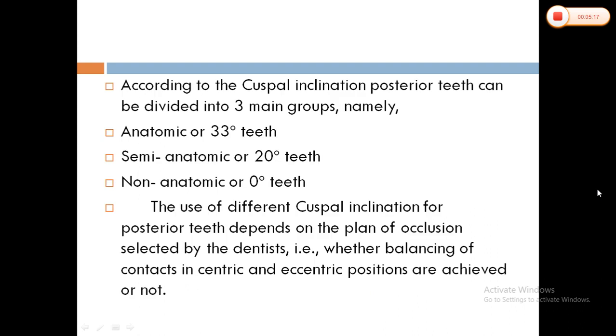According to the cuspal inclination, posterior teeth can be divided into three main groups, namely anatomic or 33-degree teeth, semi-anatomic or 20-degree teeth, and non-anatomic or 0-degree teeth. The use of different cuspal inclination for posterior teeth depends on the plan of occlusion selected by the dentist, that is, whether balancing contacts in centric and eccentric positions are achieved or not.